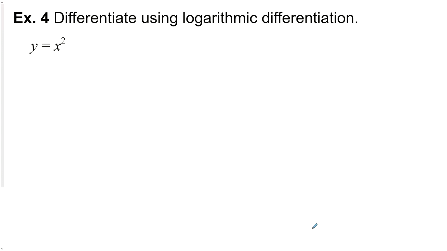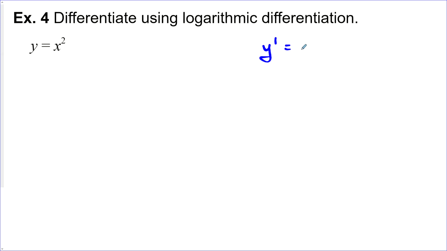Once students see how simple logarithmic differentiation can be in some instances, they want to use it every time. But please don't use it every time. Some questions it makes it more difficult, and some questions it makes it easier. You only want to use it if it makes the question easier. This question, it does not make easier.